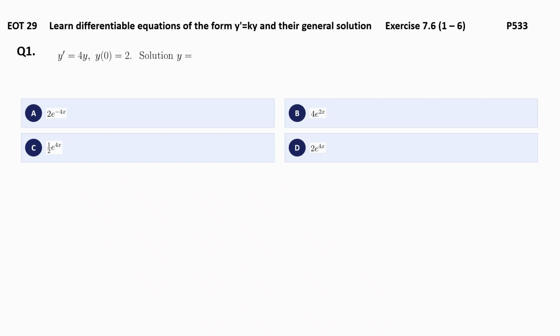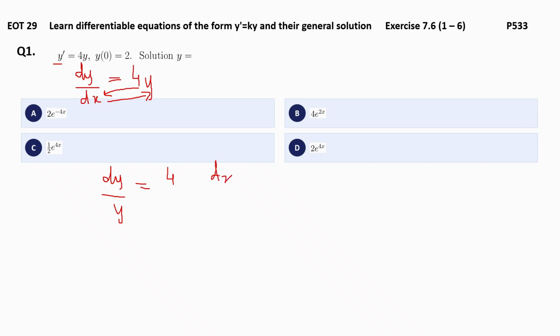Let's kickstart with question number 1. How will you rewrite y prime? dy by dx. So, dy by dx is equal to 4y. Now, let's group the y on one side, x on the opposite side. So, let me bring dx to the right hand side and y to the left hand side. So, it becomes dy by y, that's equal to 4dx.